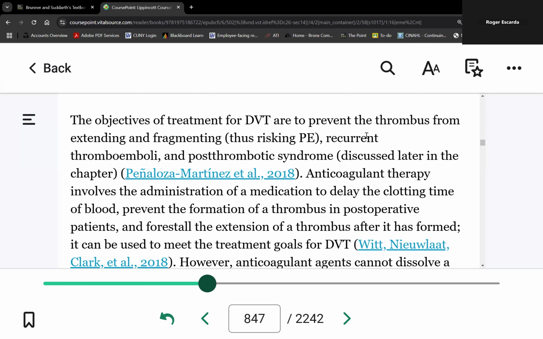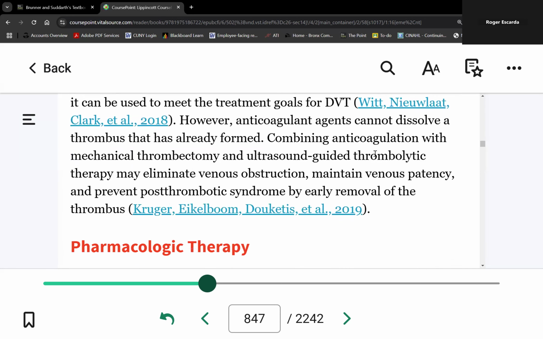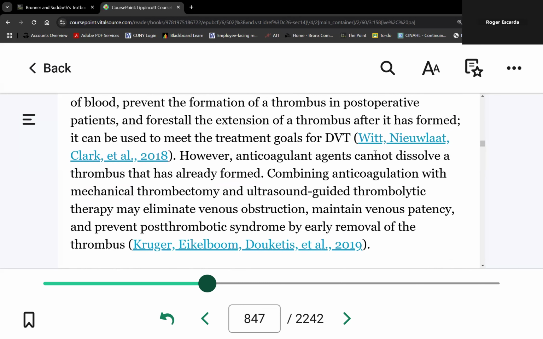Anticoagulants. Now, as far as ambulation is concerned, how did the patient get DVT in the first place? One of the reasons was venostasis, right? Meaning, were they ambulating? No. So what activity level will be ordered for this patient who has a DVT? Early ambulation. Walking. Are you also concerned of dislodging the clot?